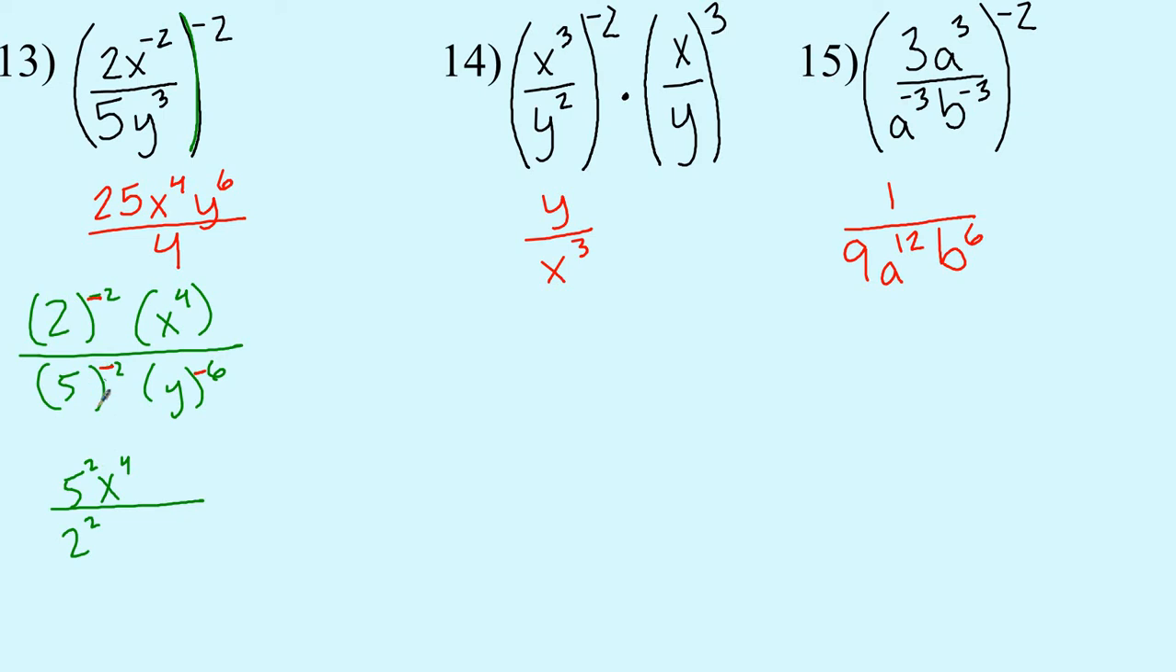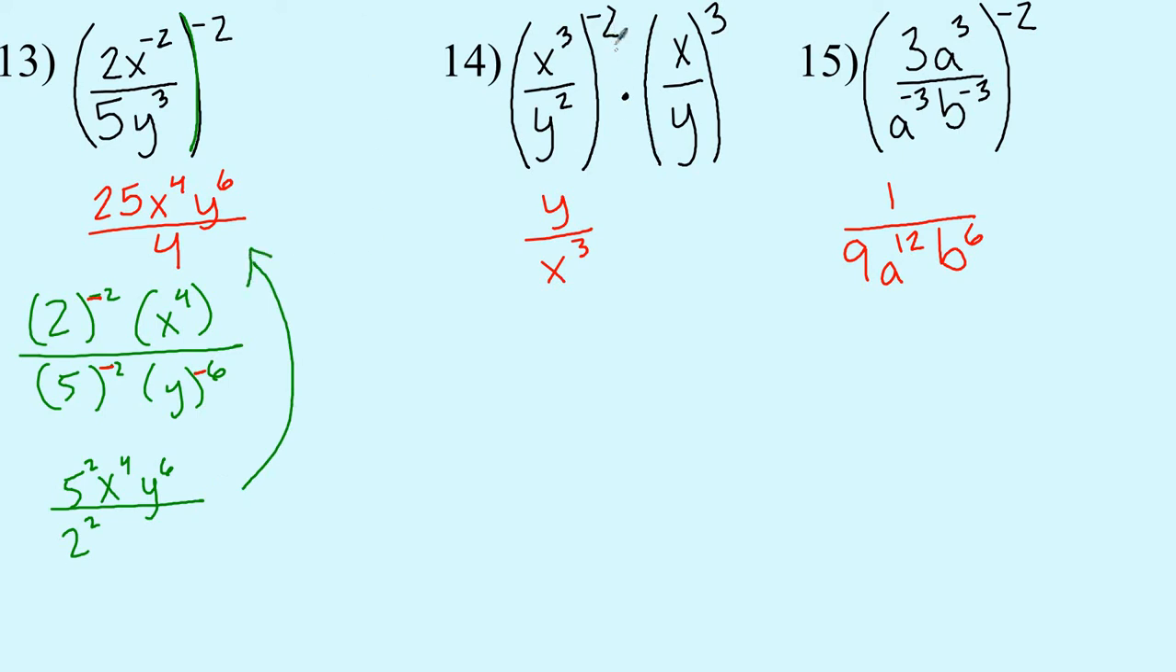5 squared moves to the top. And y to the 6th moves to the top. So our answer is 25 x to the 4th, well, y to the 6th over 4. There you go.